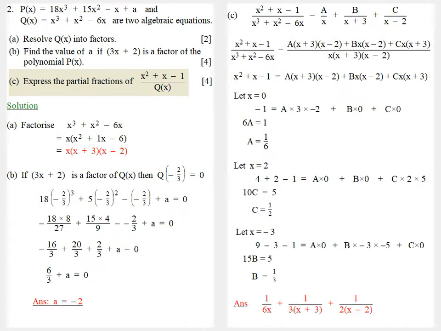Now that means our answer is 1/6 over x, or 1 over 6x, plus a third over x plus 3, which can be written as 1 over 3 into x plus 3, plus a half over x minus 2, or we can write that as 1 over 2 into x minus 2. So our final answer, 1 over 6x plus 1 over 3 into x plus 3 plus 1 over 2 into x minus 2.